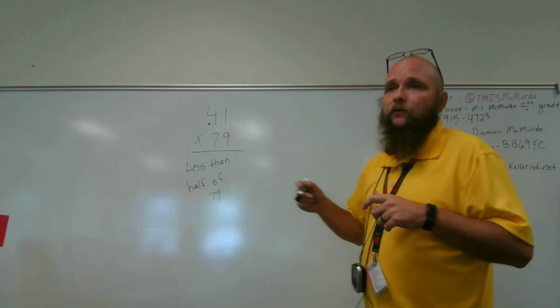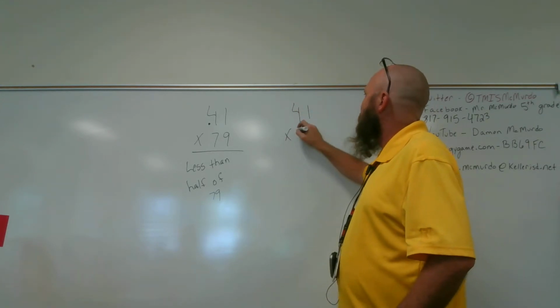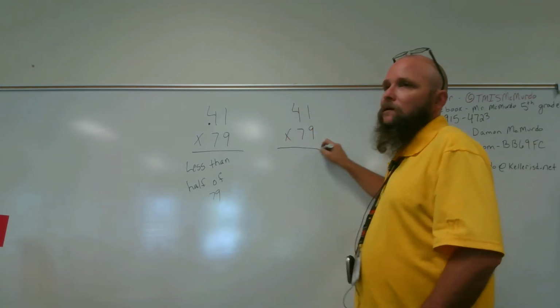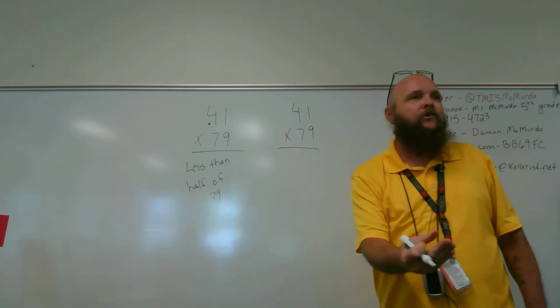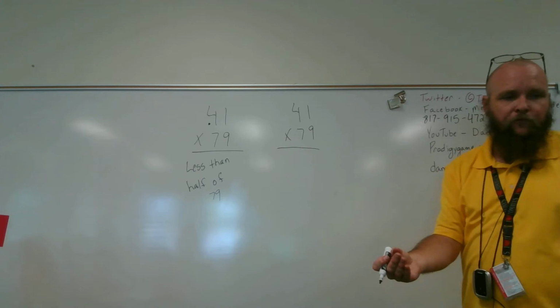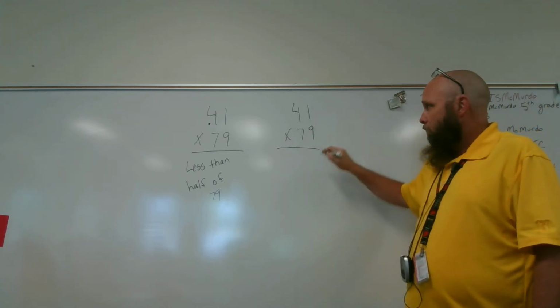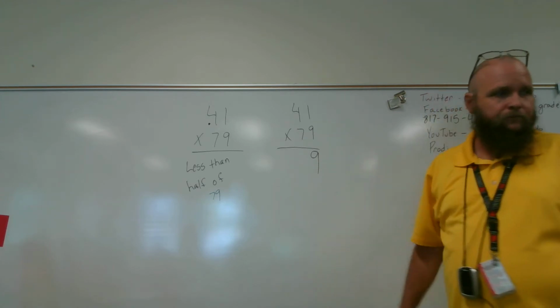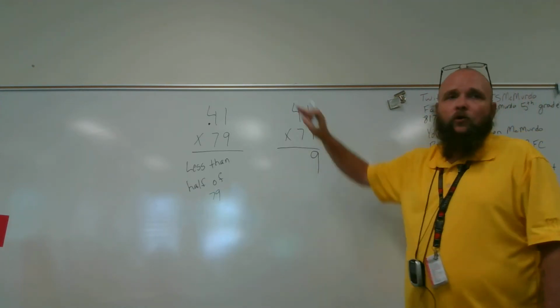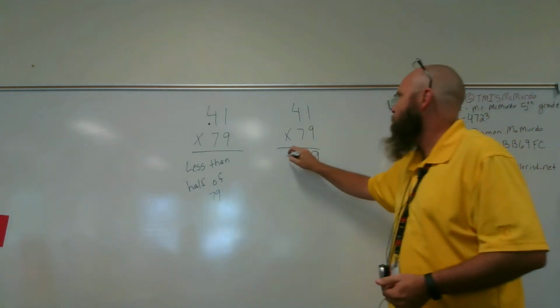So now I'm going to rewrite it, ignoring the decimal points. 41 times 79. I'm going to solve it just like you're doing on your paper here. Because we're all brilliant, I'm going to solve 41 times 79. 9 times 1 is 9. Are you with me, Ava? 9 times 4 is 36. Thank you, Ava.